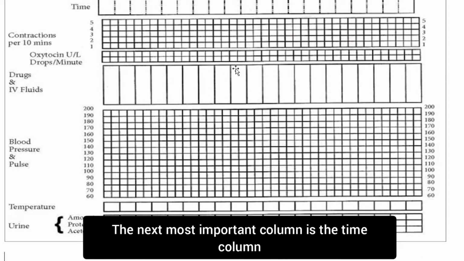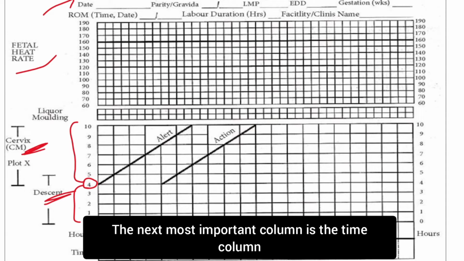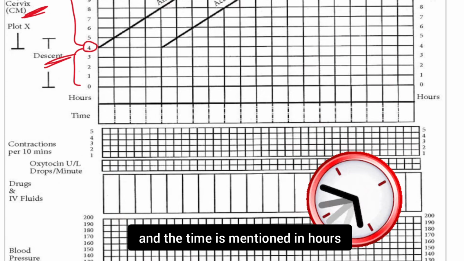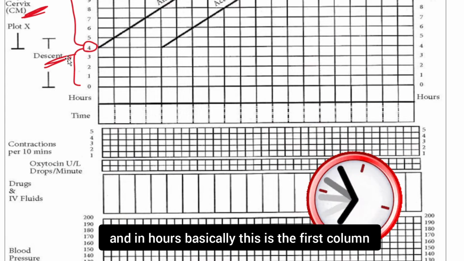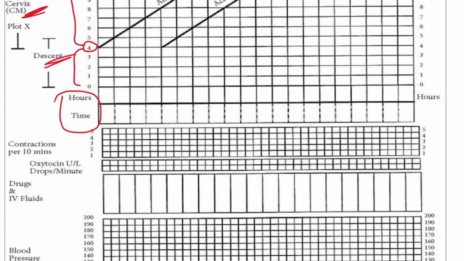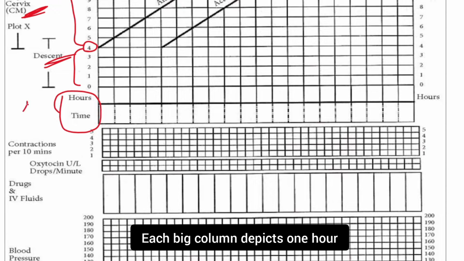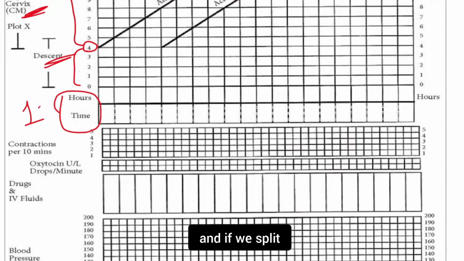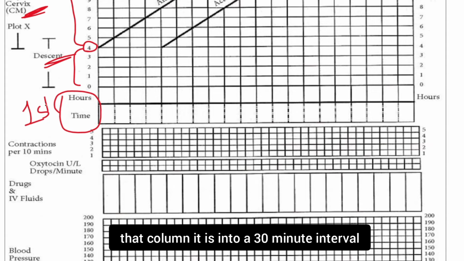The next most important column is the time column, and the time is mentioned in hours. Basically this is the first column that we have to fill. Each big column depicts 1 hour, and if we split that column, it is into 30-minute intervals.